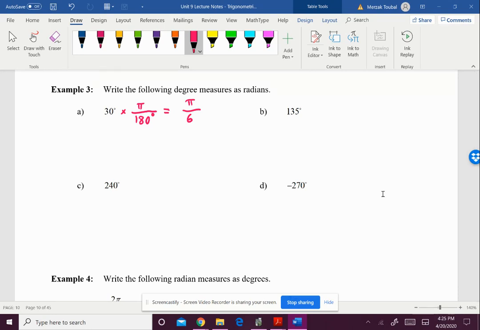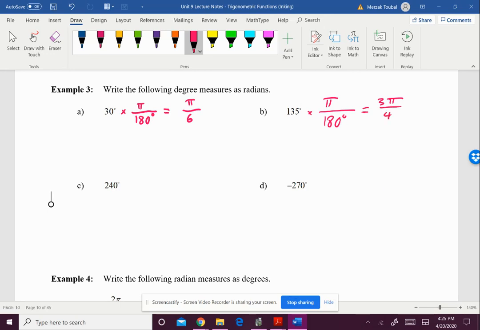Example B, 135 degrees. Let's convert 135 degrees to something in radians. So we do the same thing. We're going to multiply by pi radians and divide it by 180 degrees. 135 over 180 simplifies to 3 over 4. So 3 pi over 4 radians.